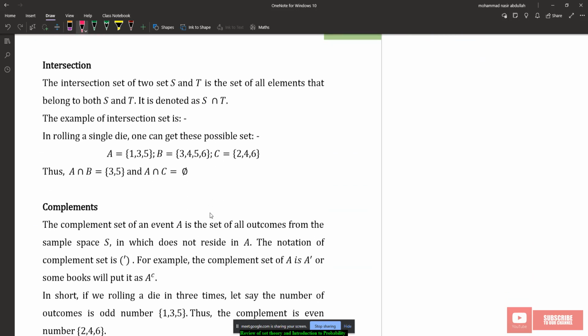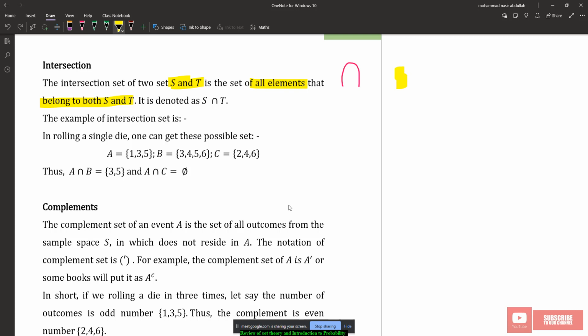So now look at intersection. Intersection, the symbol is like a U-turn punya symbol. So a reverse U, right? Imagine it. Okay, right? So intersection of two sets S and T is a set of all elements that belong to both S and T. Means that we're going to take all the elements that belong to both S and T.